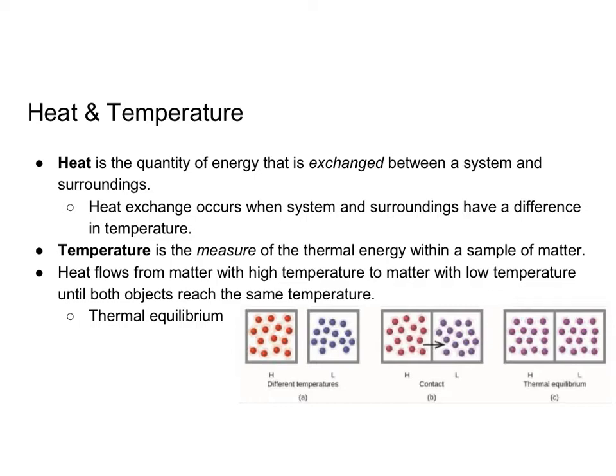So heat, right? Heat and temperature. Heat is the energy exchange between, and when we start talking about this, we talk about systems and surroundings, right? We usually have an enclosed system, and we talk about how the surroundings affect it. When that heat exchange occurs, there needs to be a difference in temperature. Temperature is the measure of the thermal energy in a sample, right? So heat is going to flow from higher temperature matter to lower temperature matter until you get to a thermal equilibrium condition.